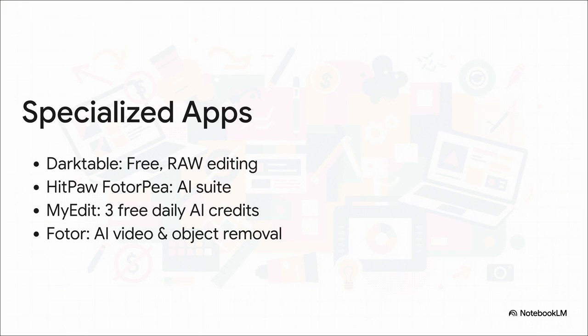Photographers, listen up. Darktable gives you 100% free, non-destructive RAW editing with a really professional Lightroom-style organization setup. Then there's HitPaw Photopea, an ultimate all-in-one AI suite. My Edit is fascinating because it gives you exactly 3 free daily AI credits, which is honestly perfect if you only occasionally dabble in generative AI. And Photor brings best-in-class object removal and really high-end AI video generation to your workflow.